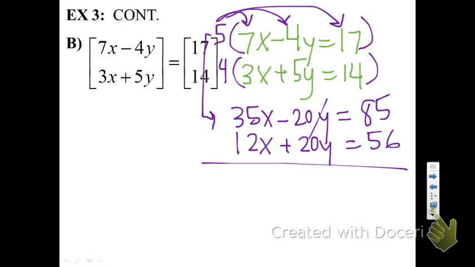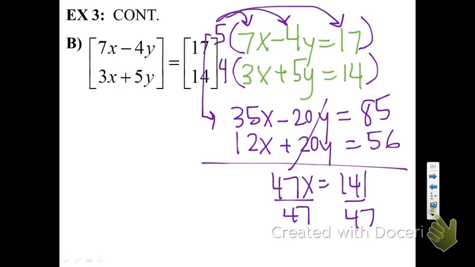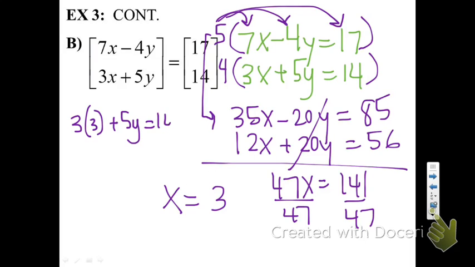When I distribute the 5, you get 35x minus 20y equals 85. We distribute the 4 on the bottom equation to get 12x plus 20y equals 56. We go ahead and add these. These will be eliminated. We get 47x equals 141. We divide by 47 to solve for x, and we come out with x equals 3. Once you have that, we're going to go back into either the top equation or the bottom. I'm going to choose the bottom equation and replace the x with 3. And then solve it. We get 9 plus 5y equals 14. Subtract 9.